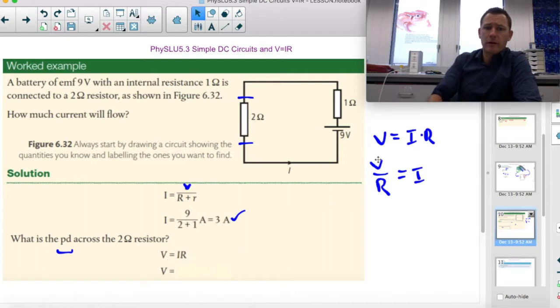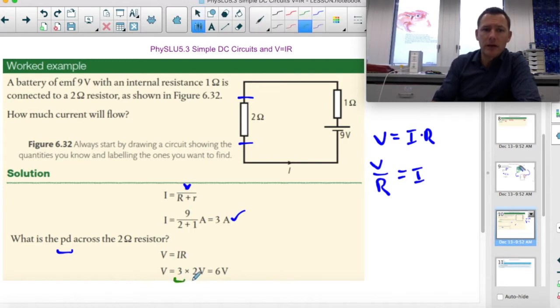So we know that V equals IR, the potential difference is really the current times the resistance. We know the current through the whole system is 3 amps, and the resistance is, oh, I think this should be 2 ohms. That doesn't make sense as a V. I think this is ohms. Through 2 ohms, and so 3 times 2 gives you 6. The V is in volts.